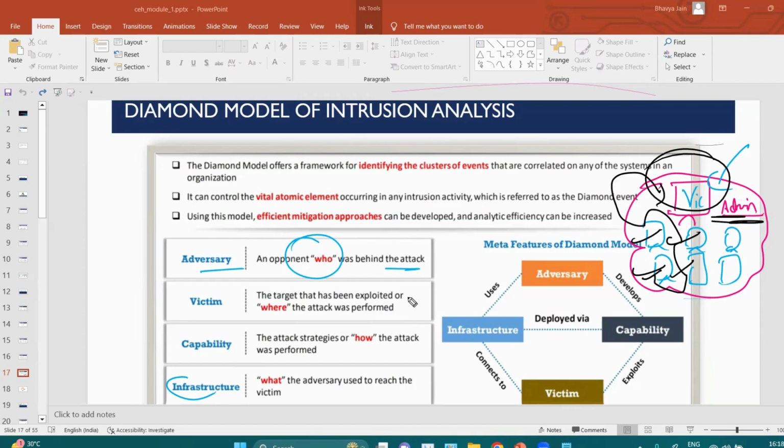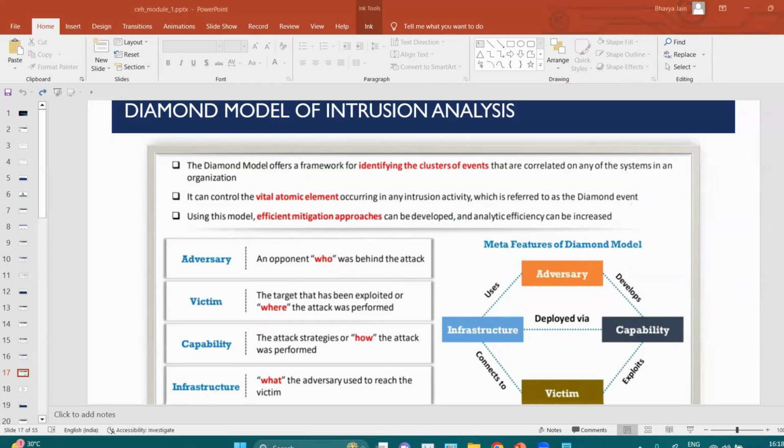This is the actual victim. So in the infra, we have 4 devices involved, which the attacker uses to reach the actual victim, which is the admin PC. So these are known as infra.